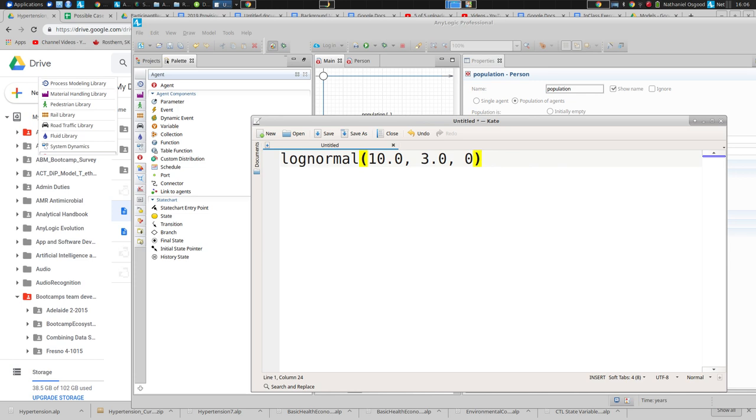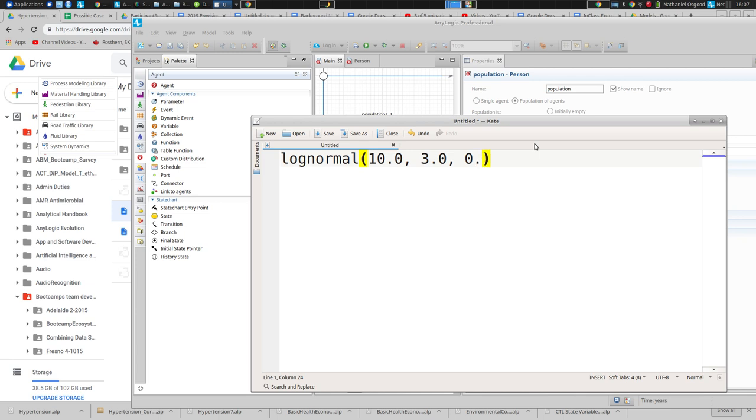A draw from a lognormal distribution. Okay? This is basically saying, for each person, let their income be this draw from the lognormal distribution. Each person will be lent a different income. They'll have a different draw. For each person, this will be what's undertaken to set their income. Before it was a fixed value, 10,000, now it's this.